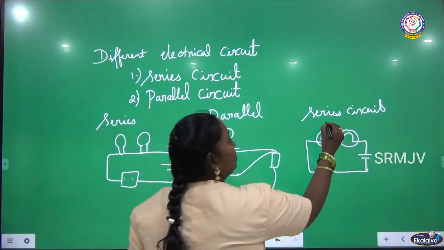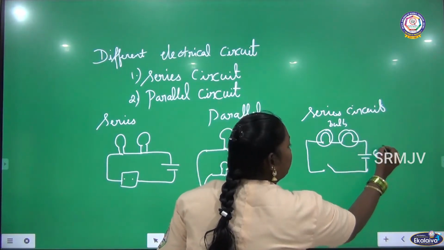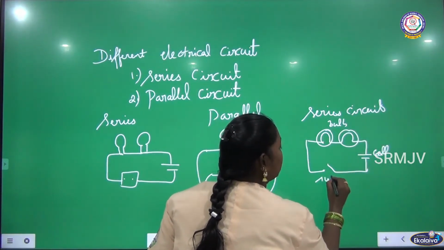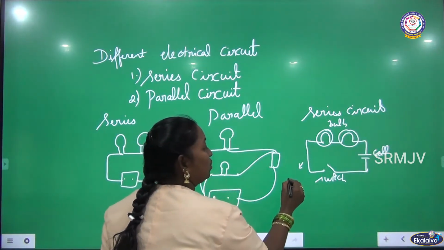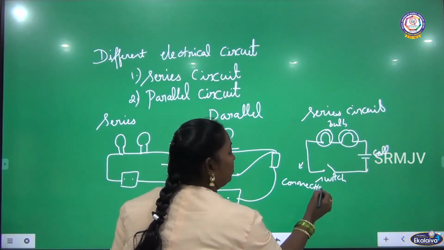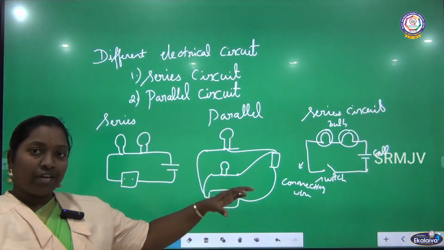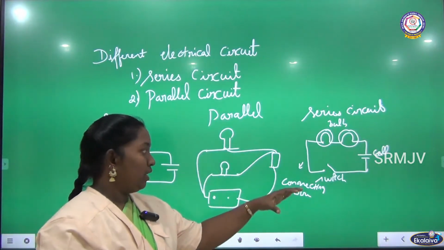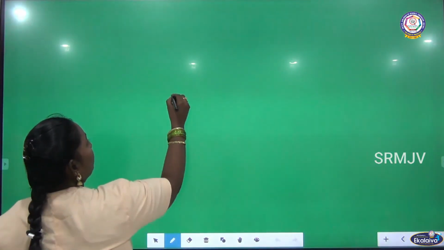This represents the bulb, this represents a cell and this is a switch. All these are connected with the connecting wire. This is how, with the help of a circuit diagram, we can know the electrical wiring, and I will now represent the parallel one.